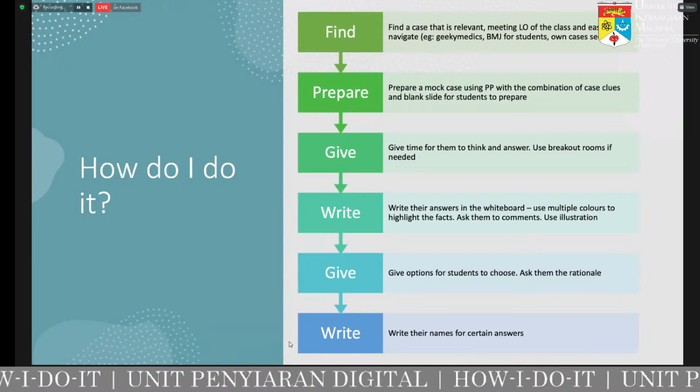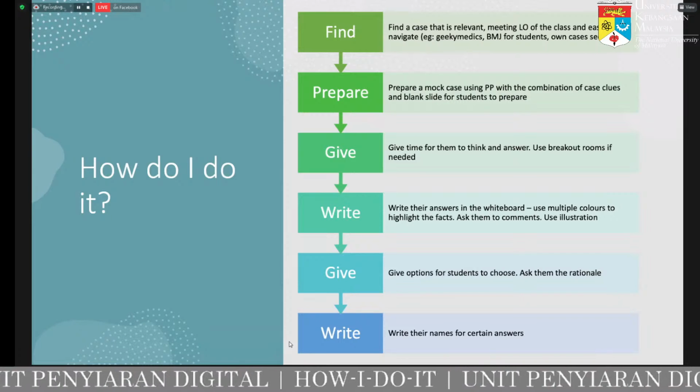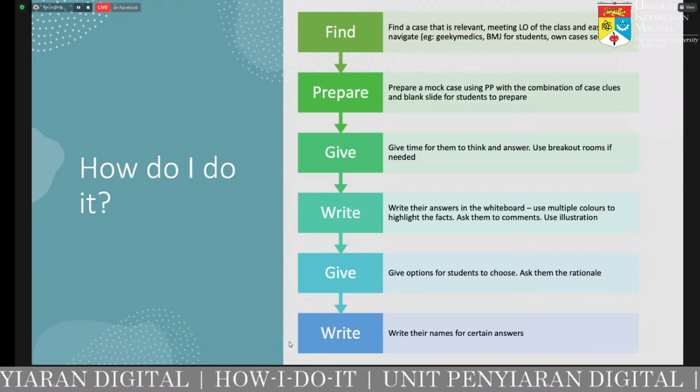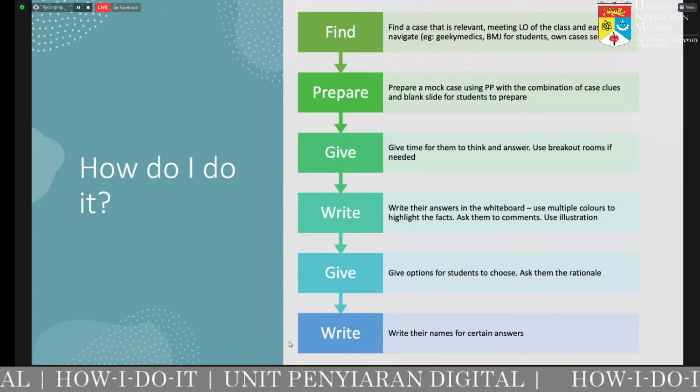If you think that maybe history is more important, then you can give more marks. The weightage will be more there. So all this is also customizable. Okay, so this is how we do it in our department.